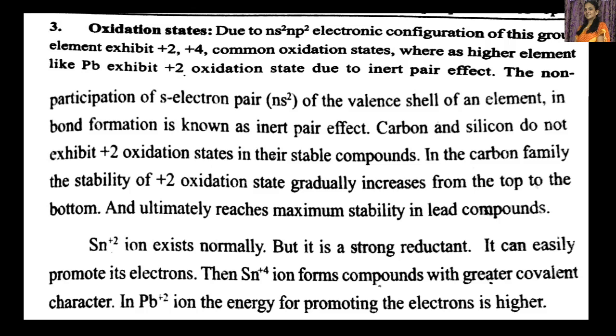Then the Sn4+ ion forms compounds with greater covalent character. So Sn2+, if it loses 2 electrons, becomes Sn4+, acting as a reducing agent. That is, it gives electrons to another substance and undergoes oxidation, which is called a reducing agent. The Sn4+ ion has higher covalent character. In the Pb2+ ion, the energy for promoting the electrons is higher. Because of that, lead is more stable in the +2 oxidation state than in the +4 oxidation state.